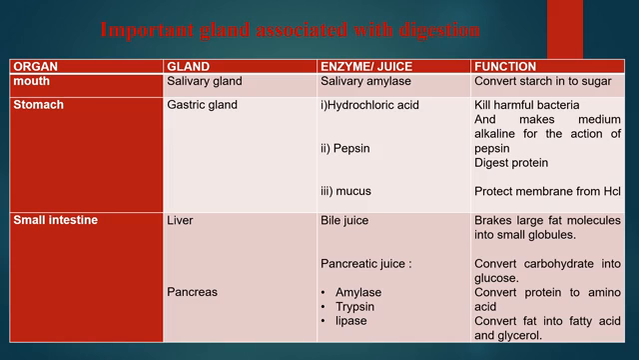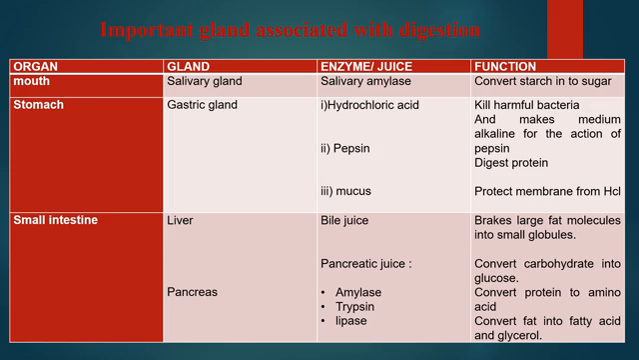In the mouth, when we take the food, the salivary gland secretes salivary amylase. The function of salivary amylase is to convert starch into simple sugar. Then this simplified food passes through the pharynx and then esophagus and then to the stomach.